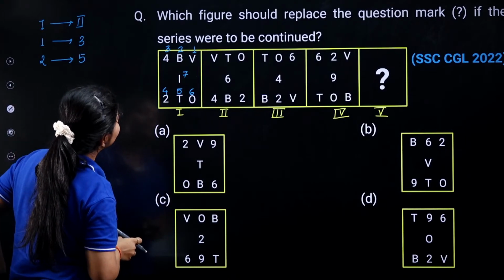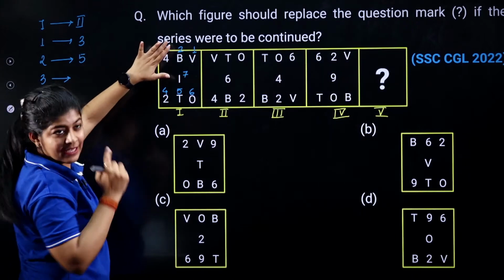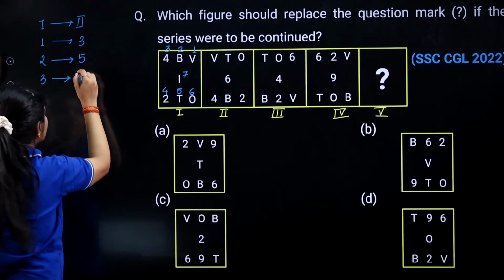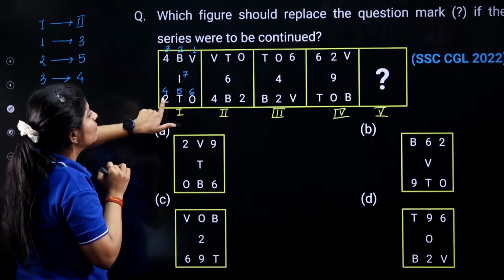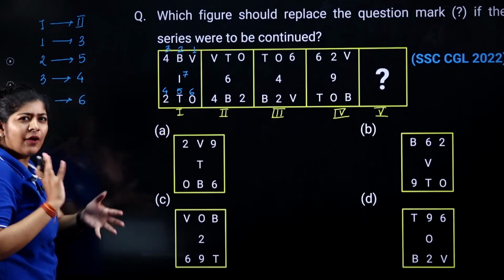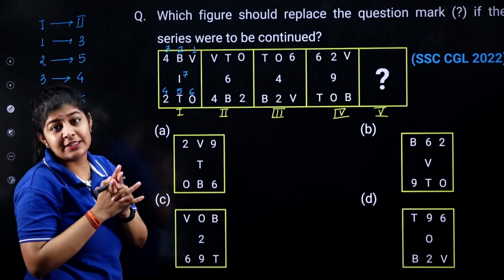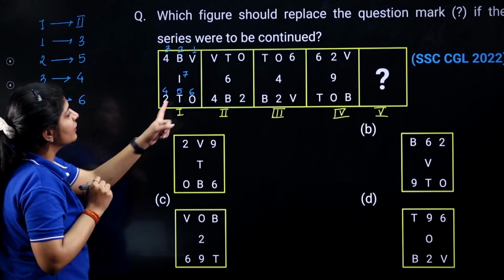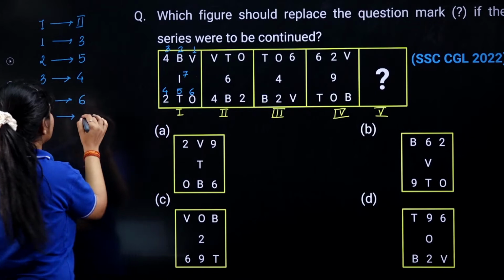Okay, next one. Third position, we are having 4. Now this 4 is shifted to the fourth position. Okay. At fourth position, we are having 2 and that 2 is shifted to the sixth position. Now we are just considering the positions. Next one, fifth. At fifth position, we are having T and this T is shifted to the second position.